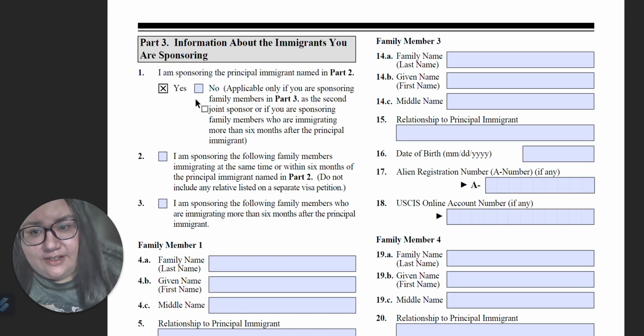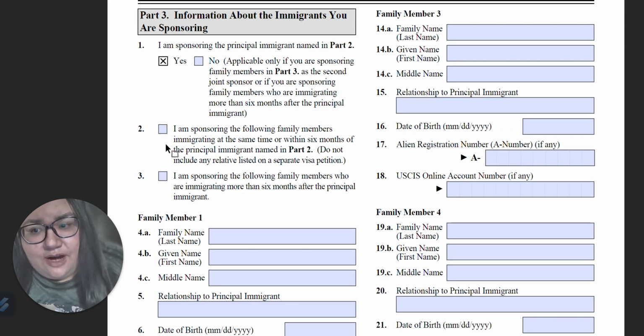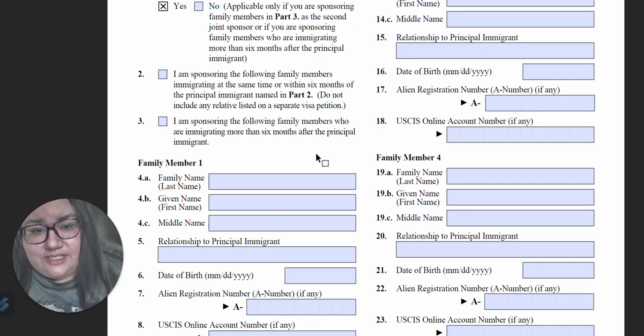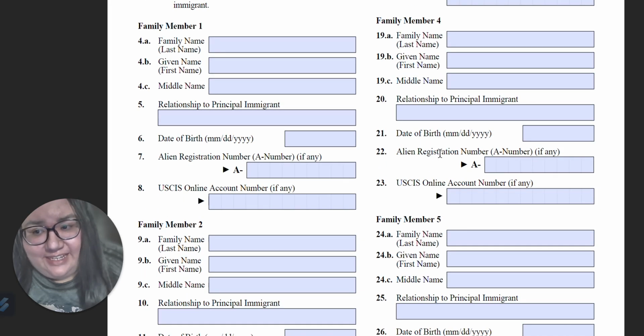Now, the other 2 options are usually not going to apply for anyone that is doing adjustment of status through a U.S. citizen petitioner that is their spouse or their child over 21. This is for sponsoring additional family members, follow to join family members, derivative family members, and most adjustment of status applications are not going to have those. So after you click yes on question 1, most individuals will be able to just leave the rest of this page blank. So we're going to move on to page 3.